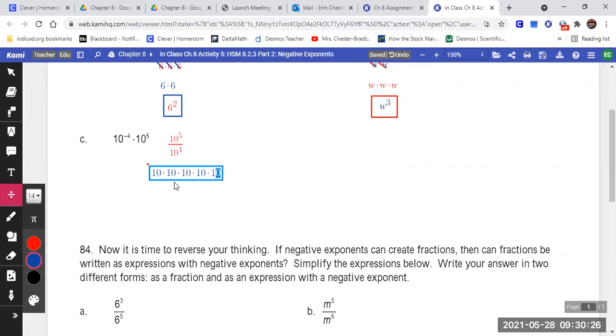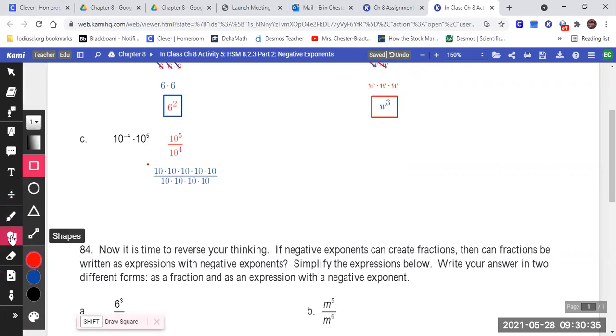Okay, once we've crossed out everything, what's left? Because we're going to match a top with a bottom, right? Match a top with a bottom. Now remember, I want this written in exponent form.